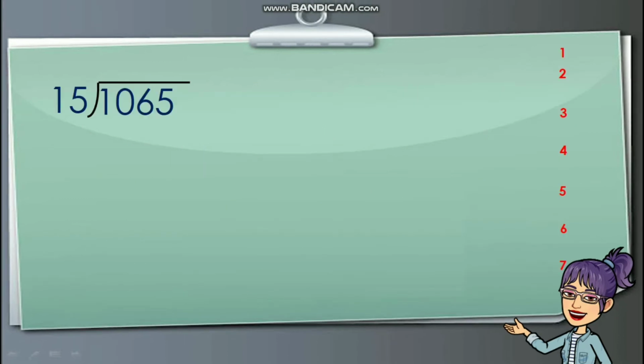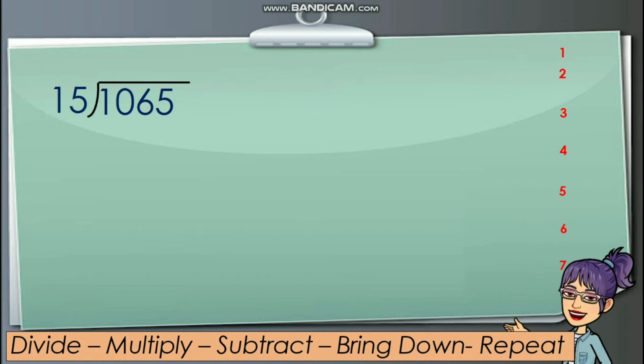Let's have the next given, 1,065 divided by 15. Don't forget to follow our steps, which is divide, multiply, subtract, bring down, repeat, or DMSB. So let us try by dividing the first two digits by 15. The first two digits is 10, and 10 divided by 15 cannot be since 10 is smaller than 15. So we will include the next digit, which is 6.